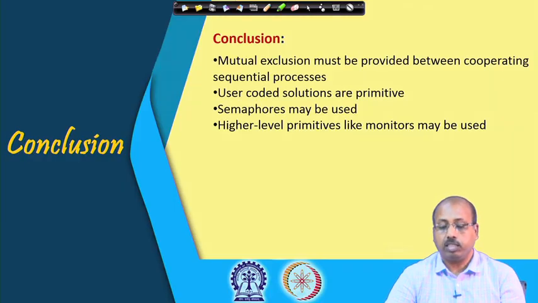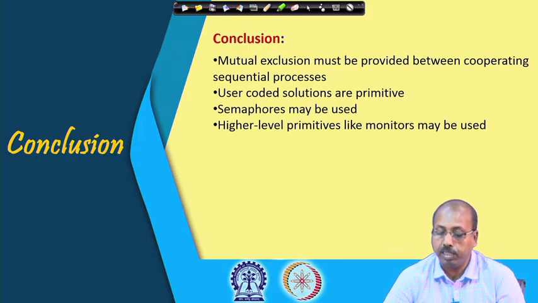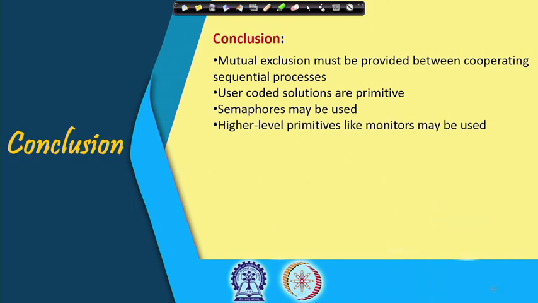So, to conclude this discussion that we have made so far, mutual exclusion must be provided between cooperating sequential processes. User coded solutions are primitive. So, semaphores may be used, and higher level primitives like monitors may be used for this purpose. So, these are the things that we have learned so far.